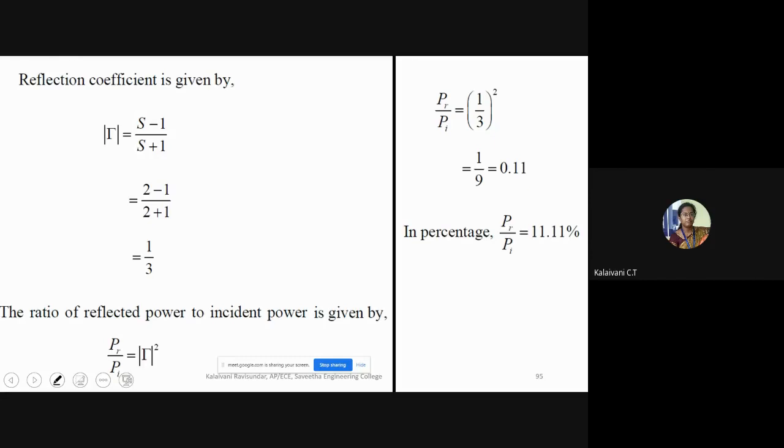It's very important to remember that PR by PI is equal to the modulus of the reflection coefficient squared. Remember this, and we can solve it.